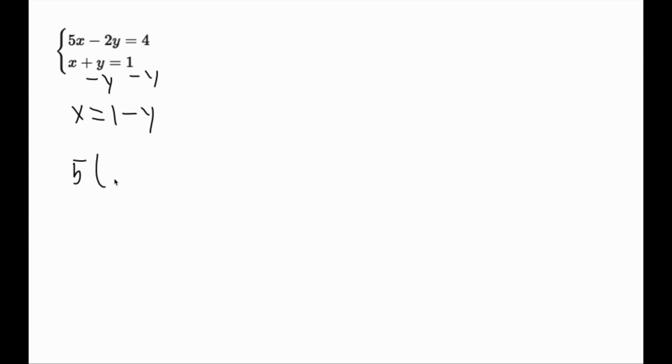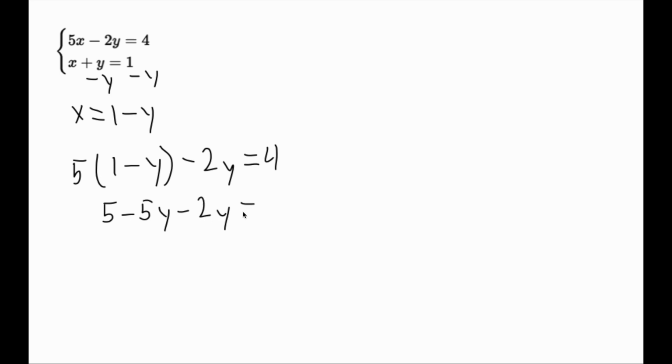So now we get 5 times (1 minus y) minus 2y equals 4. Distribute this out: 5 minus 5y minus 2y equals 4. Now subtract that 5 from both sides and combine these like terms. 5y plus 2y is 7y, and 4 minus 5 is negative 1. We can multiply by negative 1 on both sides to make both of these positive, and then divide both sides by 7. y equals 1/7. All right. There you have it.